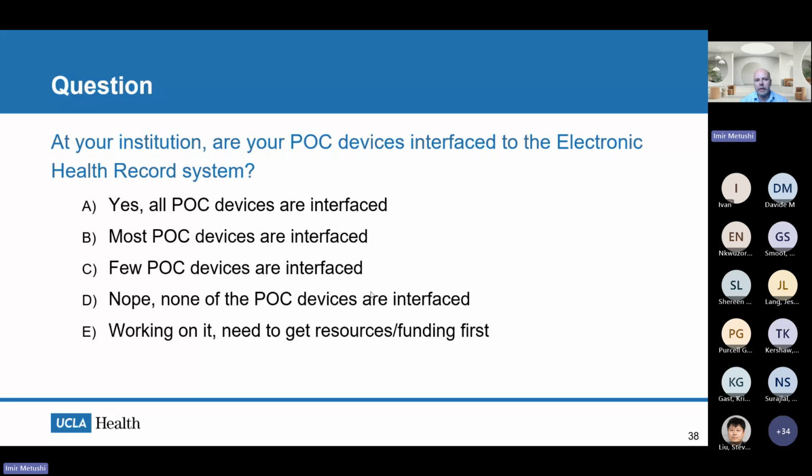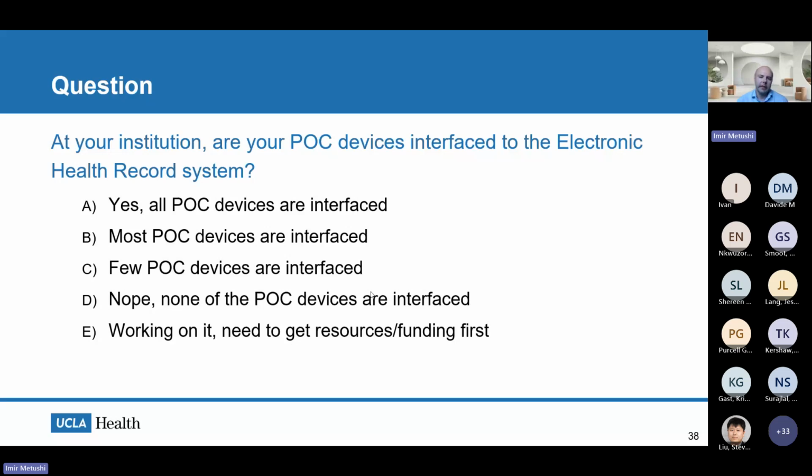So before we go into that, I don't know, Steve, if the poll has resumed, but the next question I have, I'm going to get an idea, is at your institution, are your point of care devices interfaced to the electronic health record system? And what I mean is that usually there's a middleware in place and the instrument will send results to the middleware and then into your LIS, which could be Epic. For us, it's Epic. Is that already set up, and is that set up for all the tests?